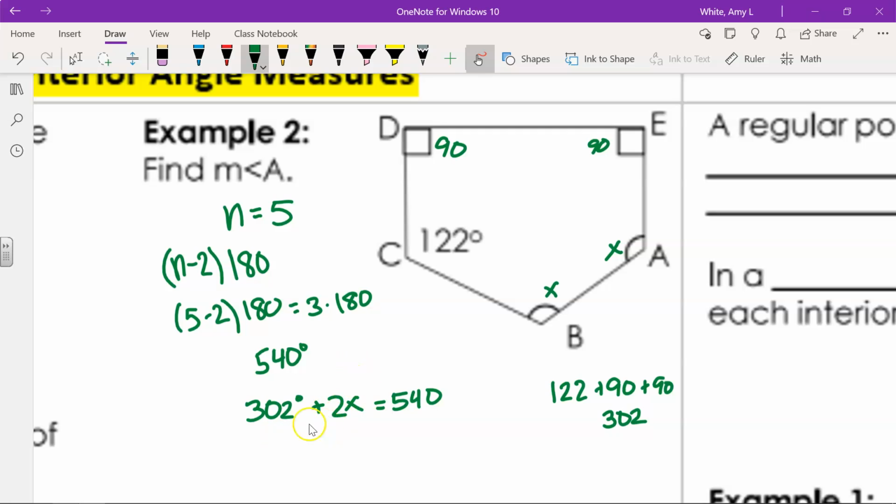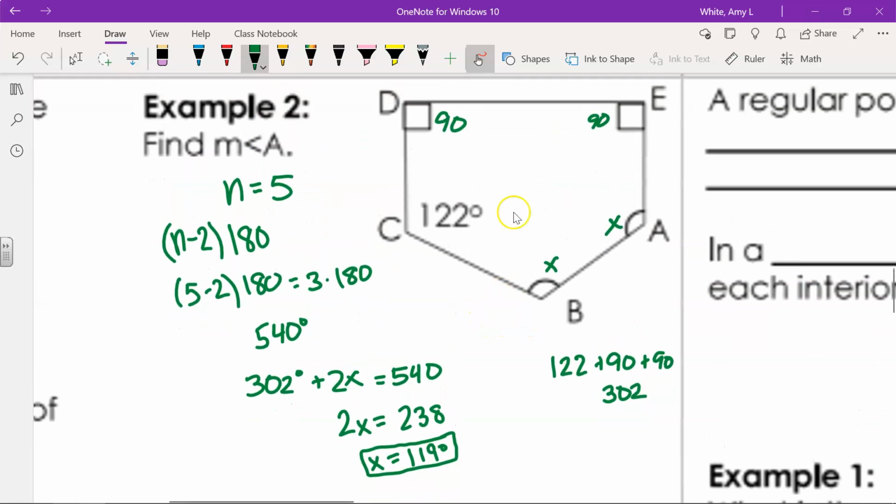So now I can solve this equation. I can subtract 302 on each side, and we get that 2x equals 238. Then I can divide by 2, and we get that x equals 119 degrees. So that is my value of A. So the first step in this problem was to find the entire angle measure of the pentagon, and then we could just add up the angles that they give us and use that to solve for the unknown angle. So that is using our sum of the interior angles of a polygon.